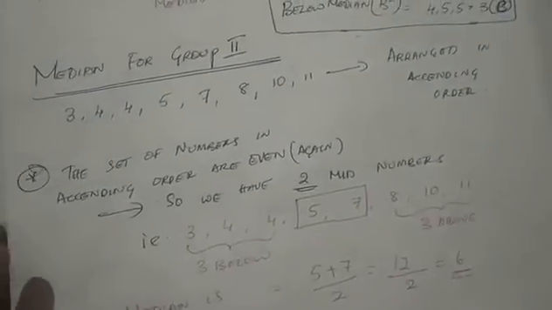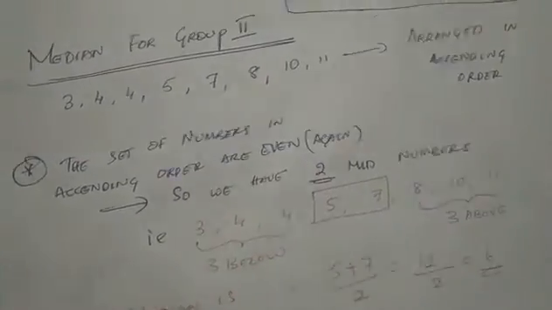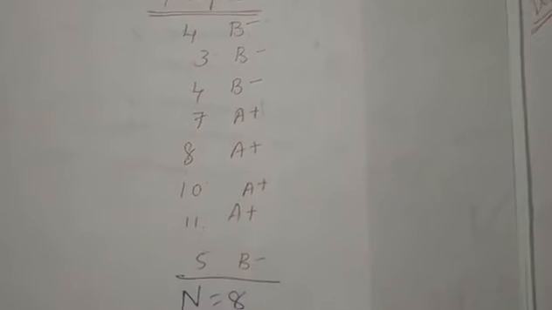Now let us move on to understand the median for group 2. The scores under group 2 are again arranged in ascending order. The scores are here: 4, 3, 4, 7, 8, 10, 11 and 5.